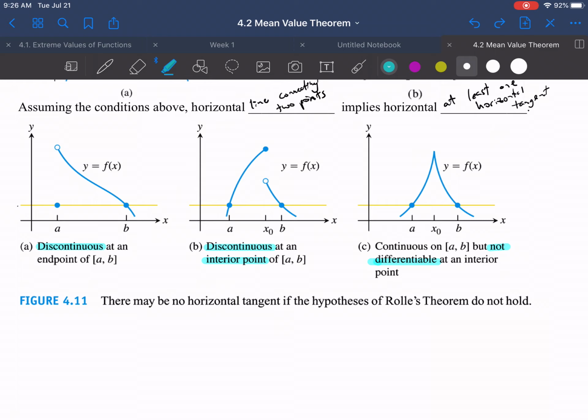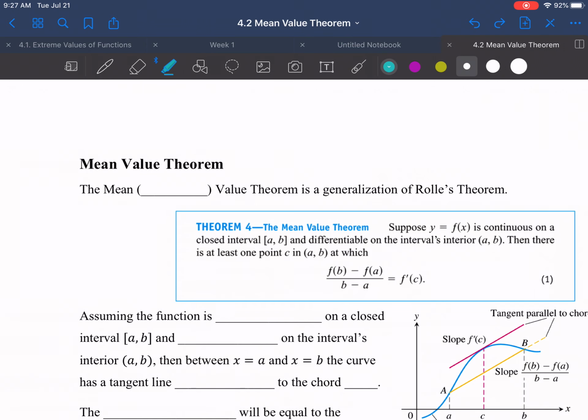So if we don't have smooth and continuous and differentiable at every point in the interval, then we may not have a zero slope tangent line in it. Okay? So let's take a look here.